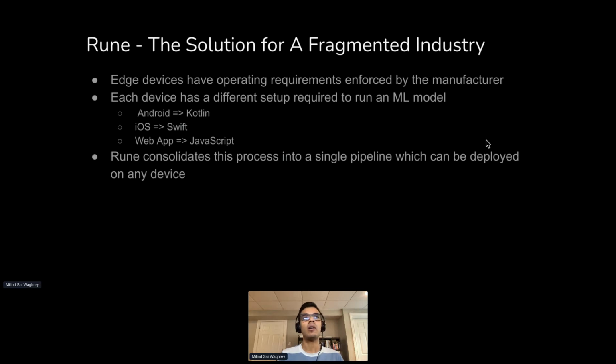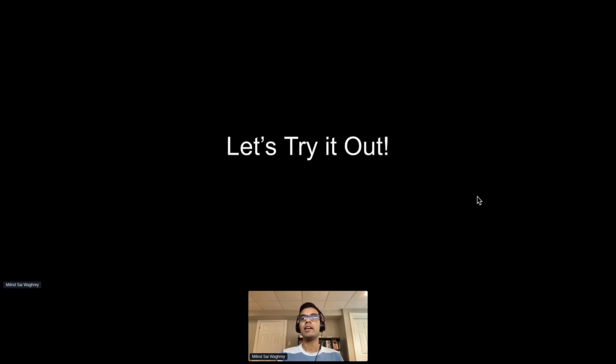If you want to run a model on an Android device, you're going to need to program in Kotlin. If you want to run something on an iOS device, so an iPhone or an iPad, you're going to have to program it in Swift. And if you want to deploy a web application, then you have to use JavaScript. So Rune consolidates this entire process into a single pipeline, which can be deployed on any device. So what does this look like? Let's have a look.